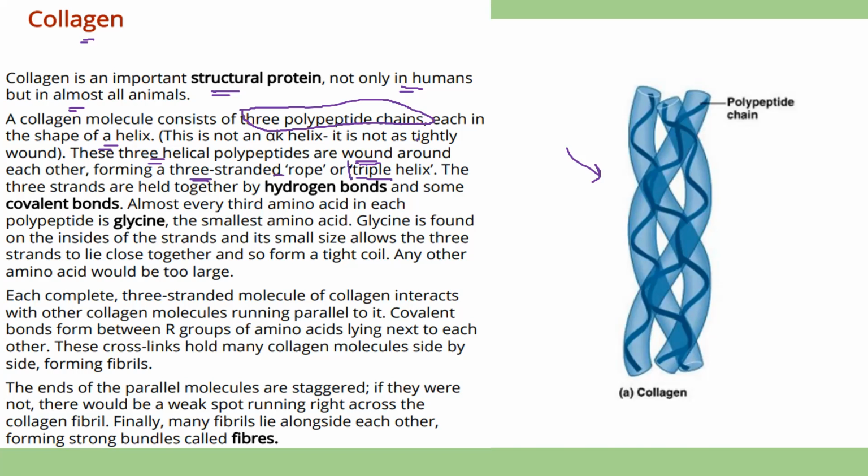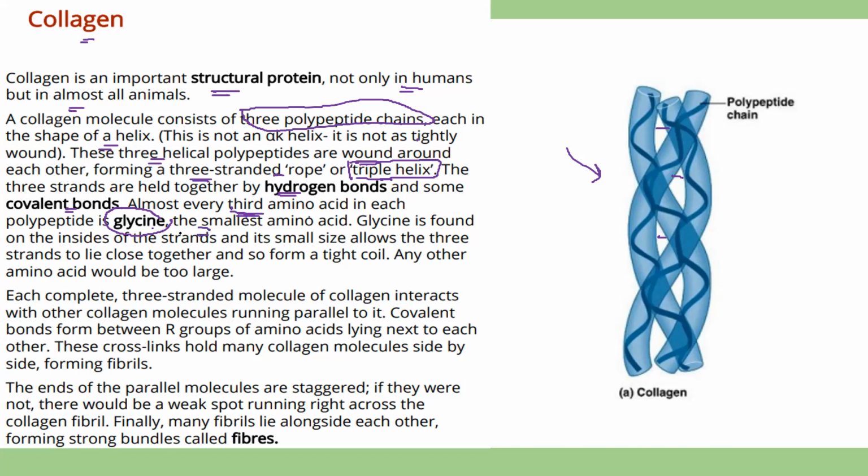So ये term फिर आपको use करनी है. So it forms a triple helix, and again बेटा these will be better held together by hydrogen bonds. अब इनके बीच में भी hydrogen bonds होंगे. So they are held together by hydrogen bonds, and there are some covalent bonds also. ठीक है? Okay, then almost every third amino acid in each polypeptide is a glycine. So these are important points that we need to remember for our answer में लिखोगे आप तो. Almost every third amino acid in each polypeptide is glycine. Glycine is the smallest amino acid.